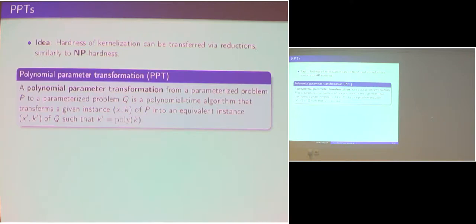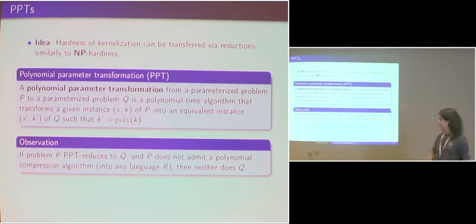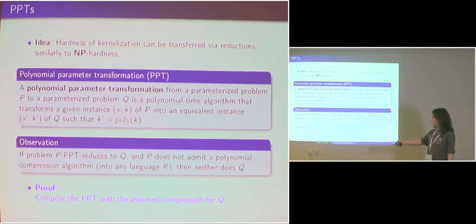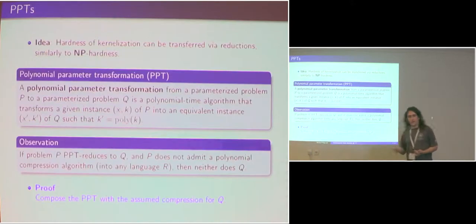Now a symbol-pushing lemma is that if you have such a reduction from P to Q, and you know that P doesn't admit any polynomial compression algorithm, so any polynomial compression into any language R, then neither does Q. Why? Because if Q had such a compression algorithm, then you could compose this reduction with the compression algorithm to give a polynomial compression for P. Yes, the same as always with hardness reductions. Good. So this is a way of transferring hardness of kernelization.